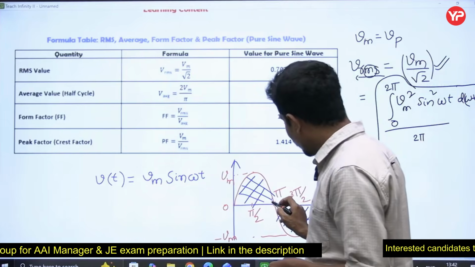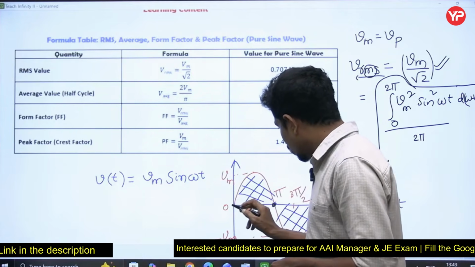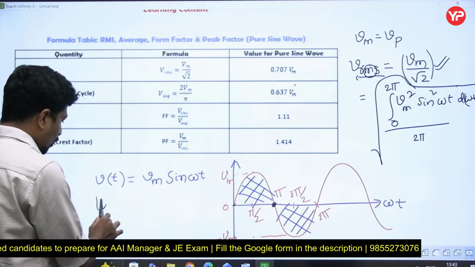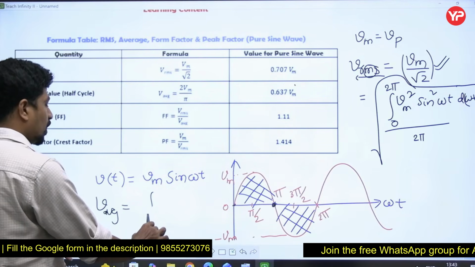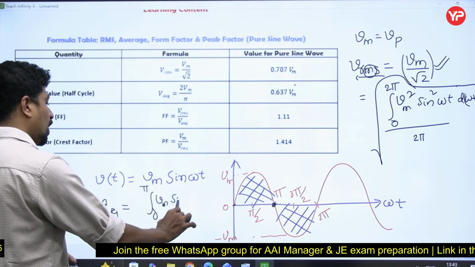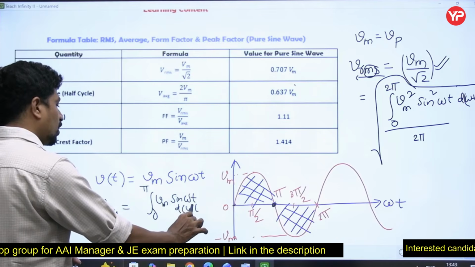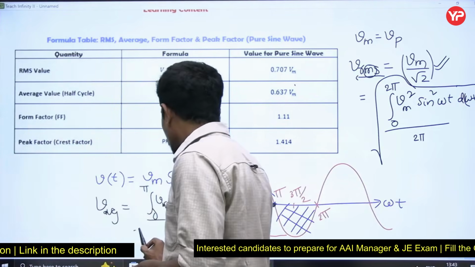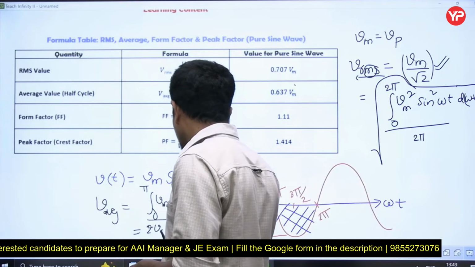If I take the half wave, then I have to take the time limit from 0 to pi only, right? What is the formula for average? Any average is equal to area by time. Area means integration, 0 to pi only we have to take. 0 to pi Vm sine omega t, d of omega t by pi, right? If you do this, you are going to get 2 Vm by pi.